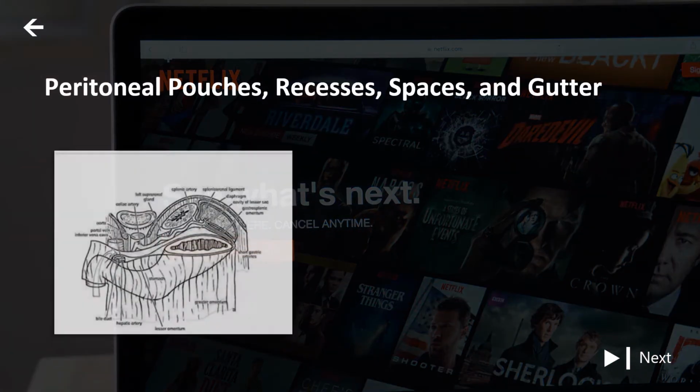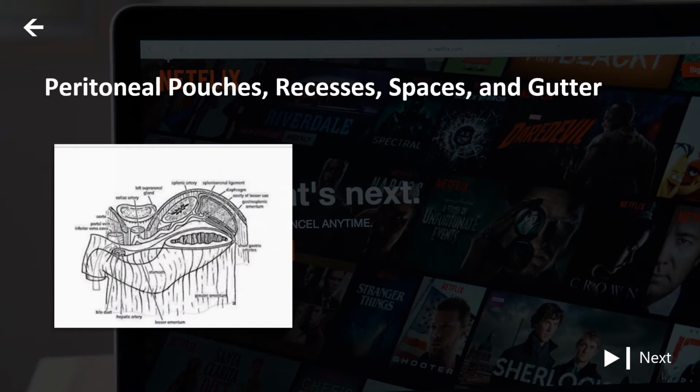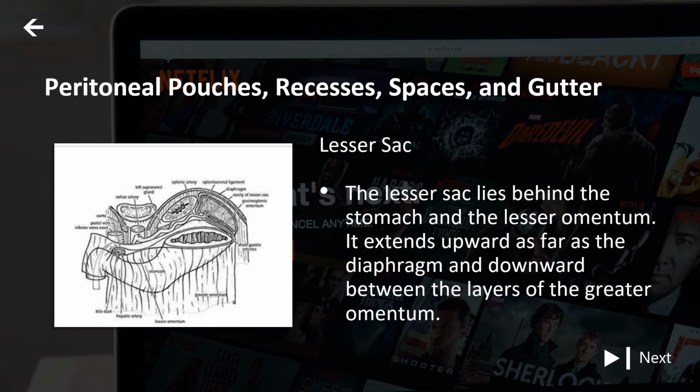Peritoneal pouches, recesses, spaces, and gutters. In the lesser sac, the left margin of the sac is formed by the spleen and the gastrosplenic omentum and splenorenal ligament. The right margin opens into the greater sac or the main part of the peritoneal cavity through the opening of the lesser sac or epiploic foramen.